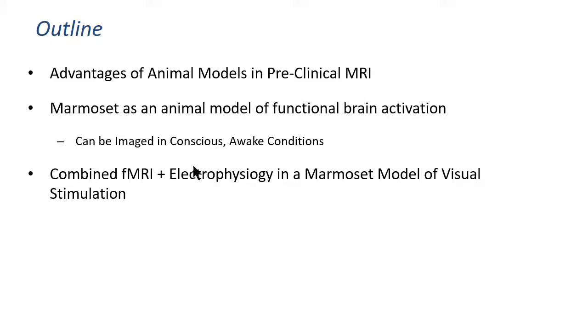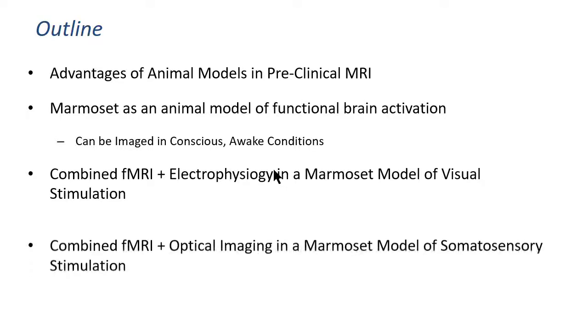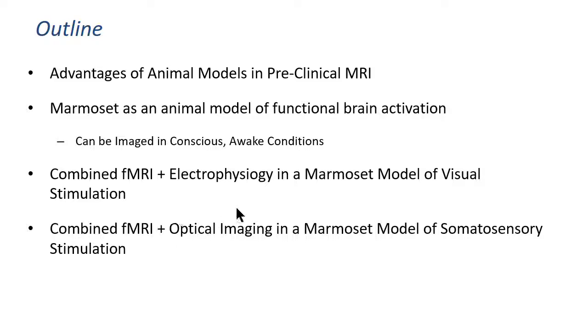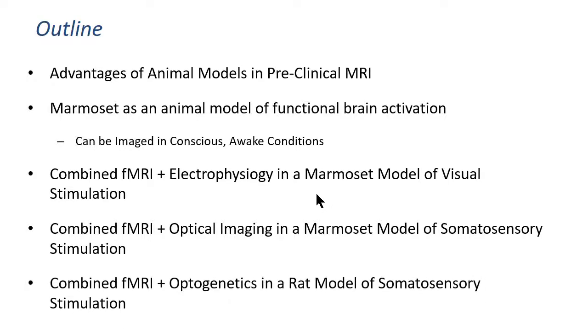So the first one is combined fMRI and electrophysiology in a marmoset model of visual stimulation. The second one is combined fMRI and optical imaging in somatosensory stimulation. They both use the marmoset. And then in the third example, we're going to show some work of my collaborator Xin Yu at the Max Planck Institute in Tübingen on doing fMRI and optogenetics in a rat model of somatosensory stimulation.